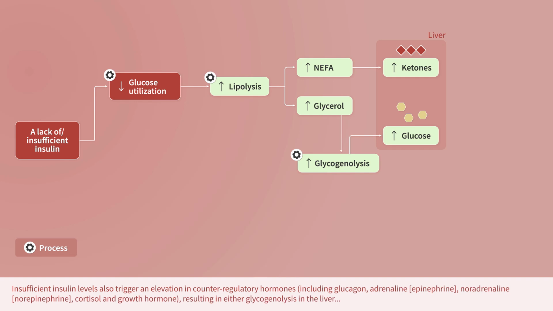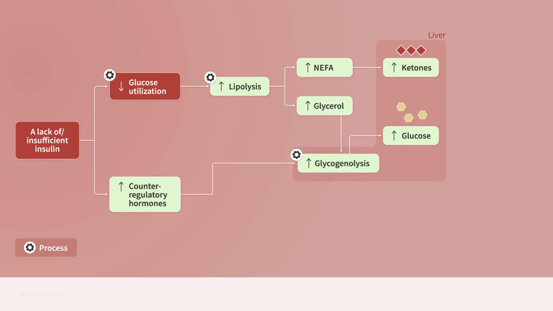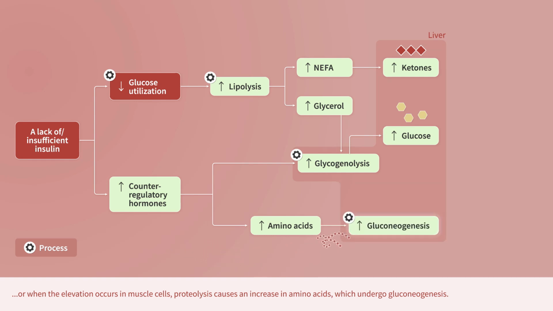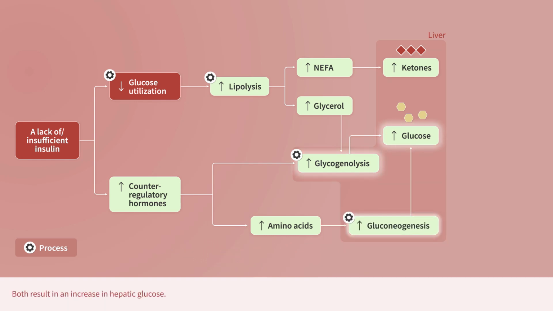Insufficient insulin levels also trigger an elevation in counter-regulatory hormones, including glucagon, adrenaline or epinephrine, noradrenaline or norepinephrine, cortisol, and growth hormone, resulting in either glycogenolysis in the liver, or when the elevation occurs in muscle cells, proteolysis causes an increase in amino acids, which undergo gluconeogenesis. Both result in an increase in hepatic glucose.